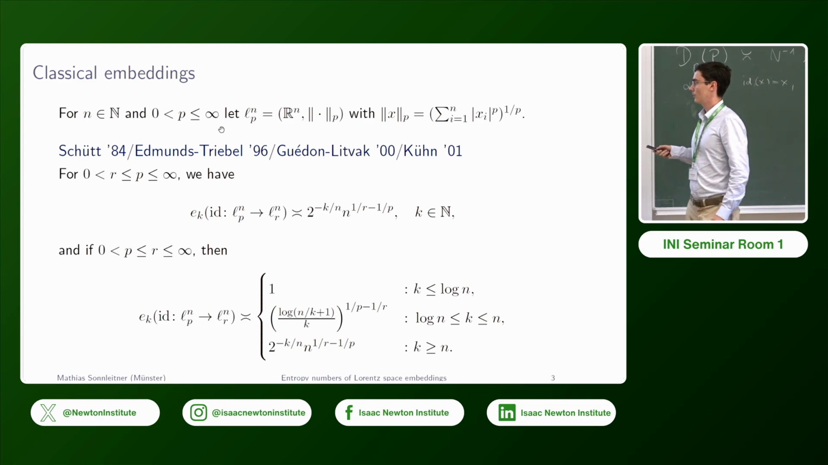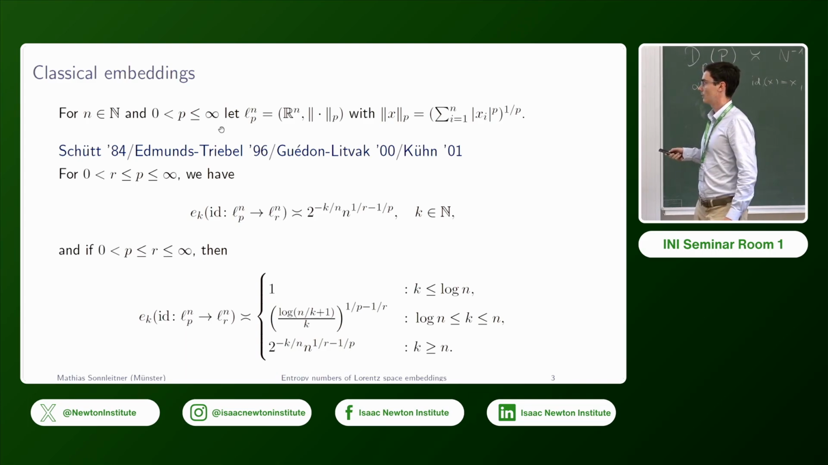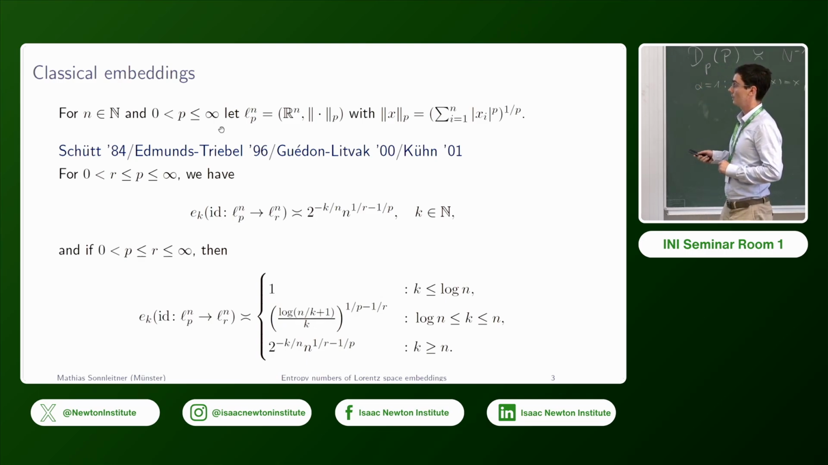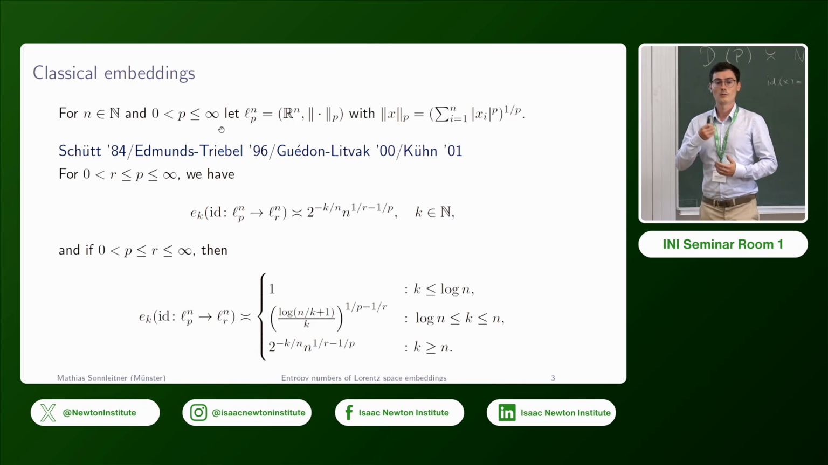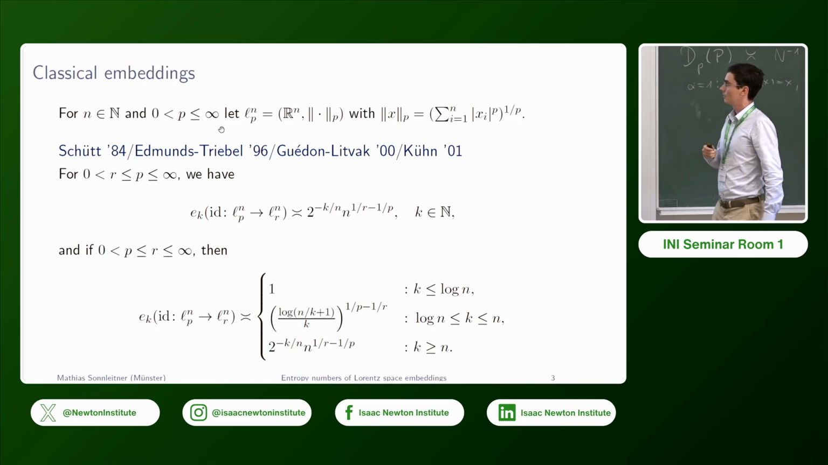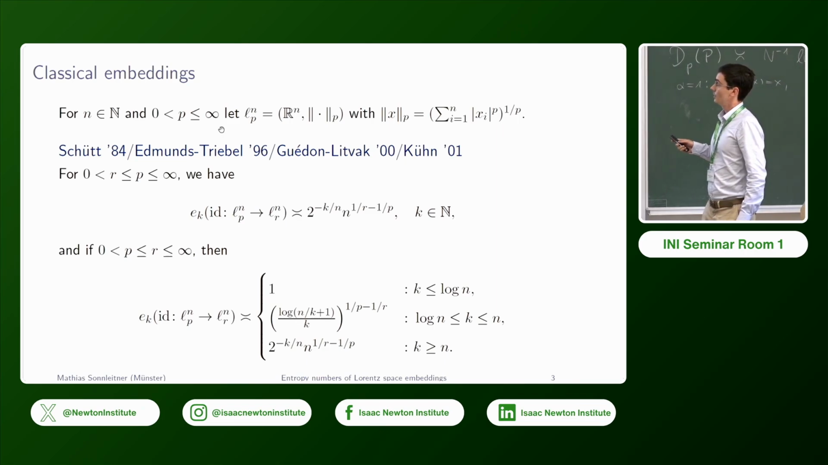These three different regimes roughly are explained as follows. The first regime corresponds to the norm of the identity, so e_1 corresponds to the size of the identity. The large regime corresponds to volume asymptotics. And in between, this is the interesting interpolating regime. And here these three regimes coincide. And this is for the very classical L_p spaces.